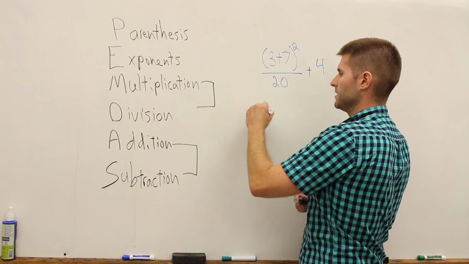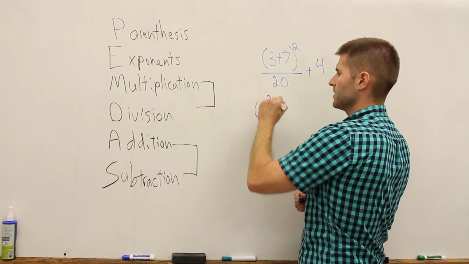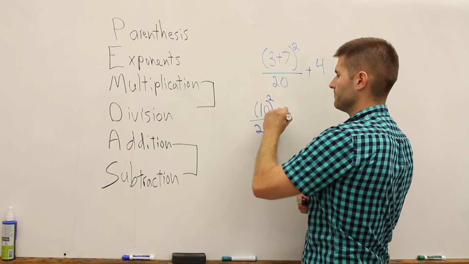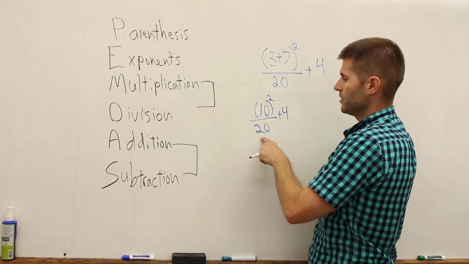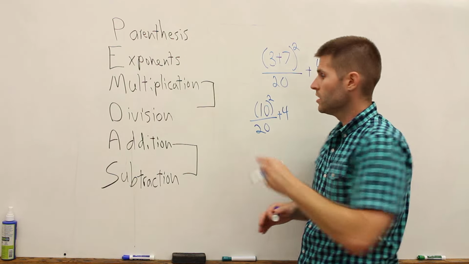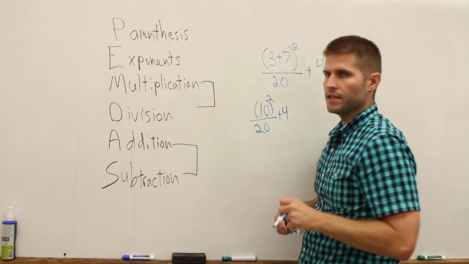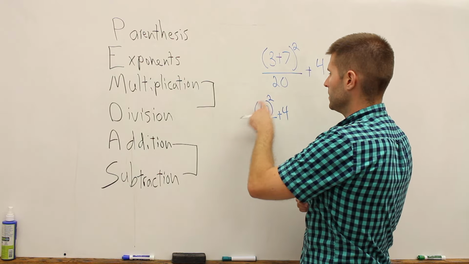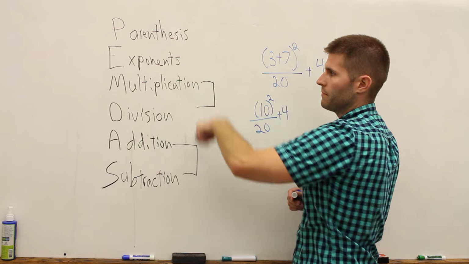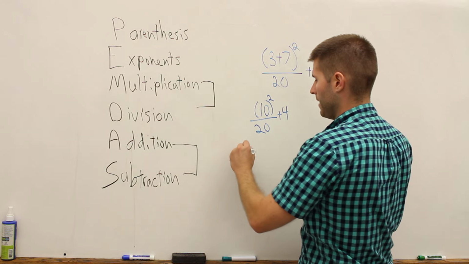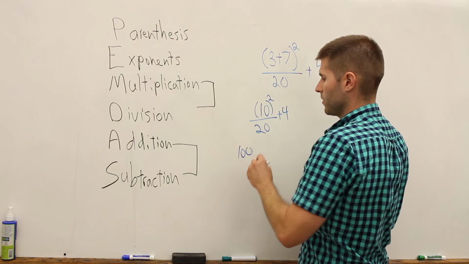So 3 plus 7 equals 10. Everything else in the equation stays the same. So the square is there, the 20 is there, the 4 is there. We haven't done anything with those. All we did was the calculation within the parentheses. Since we have an exponent, that's the second one down in PEMDAS, we're going to perform that exponent now. So we get 10 squared is 100.